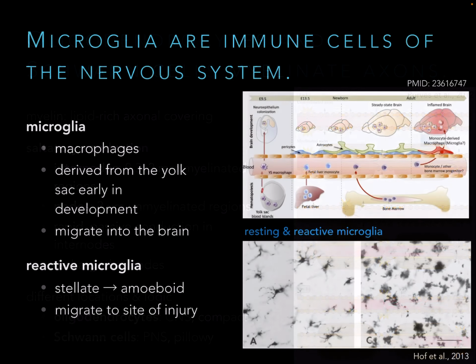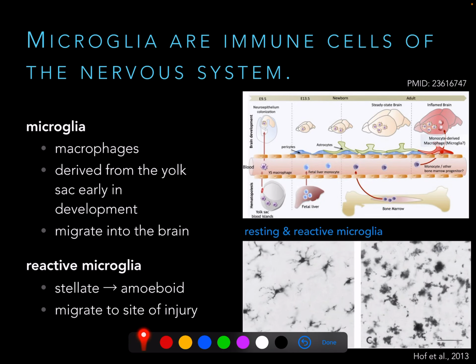We've got a skull. In case anything bad happens, microglia are there. Microglia are not actually nerve cells. They are derived from the yolk sac, and they sneak their way into the brain before we have a blood-brain barrier. So this happens early on in development, and they live there the rest of their lives.